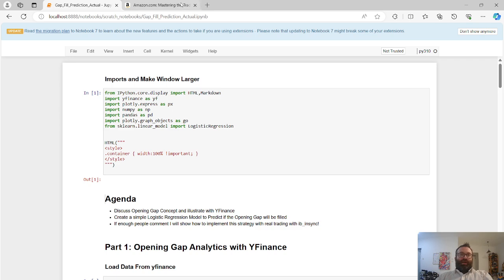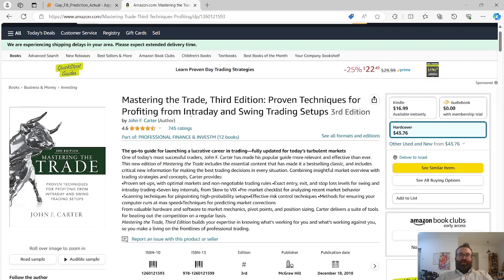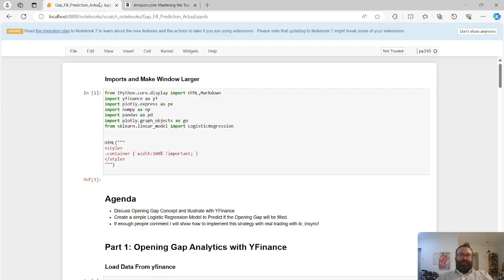There's this one book called Mastering the Trade by John Carter. It's a book I have, an audiobook, and he basically says this is one of his favorite strategies, to play the gap, because most of the time these gaps fill. So if the opening price is below yesterday's close, then there's a high chance it'll fill.